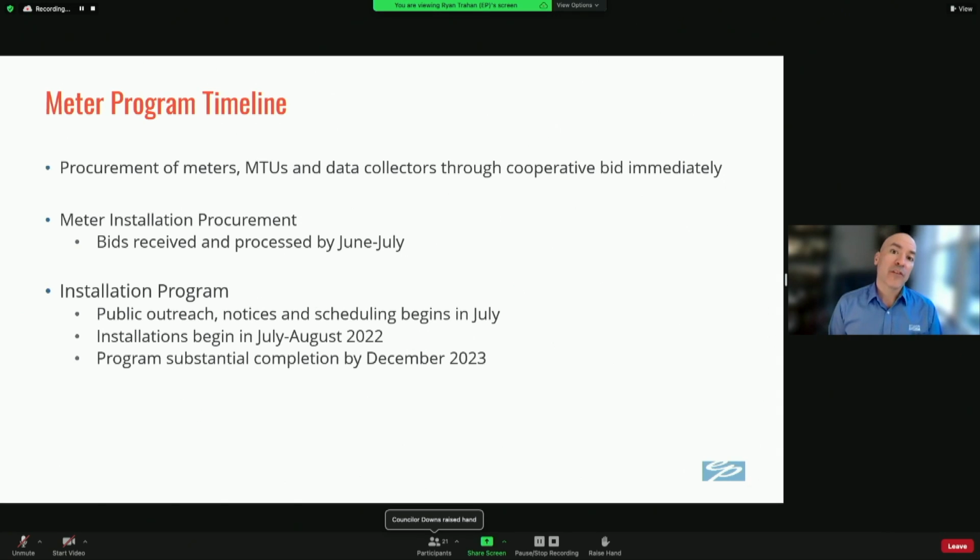And then the installation program would kick off with public outreach, notices, and scheduling to begin in July and August, with installations beginning around the same time. And we're anticipating about a 12 to 18 to 20 month process and having some substantial completion by December 2023.